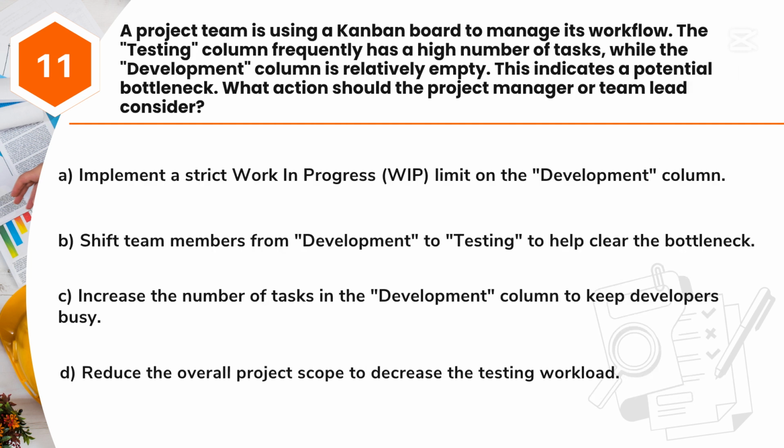Question 11. A project team is using a Kanban board to manage its workflow. The testing column frequently has a high number of tasks, while the development column is relatively empty. This indicates a potential bottleneck. What action should the project manager or team lead consider? A. Implement a strict work in progress (WIP) limit on the development column. B. Shift team members from development to testing to help clear the bottleneck. C. Increase the number of tasks in the development column to keep developers busy. D. Reduce the overall project scope to decrease the testing workload.